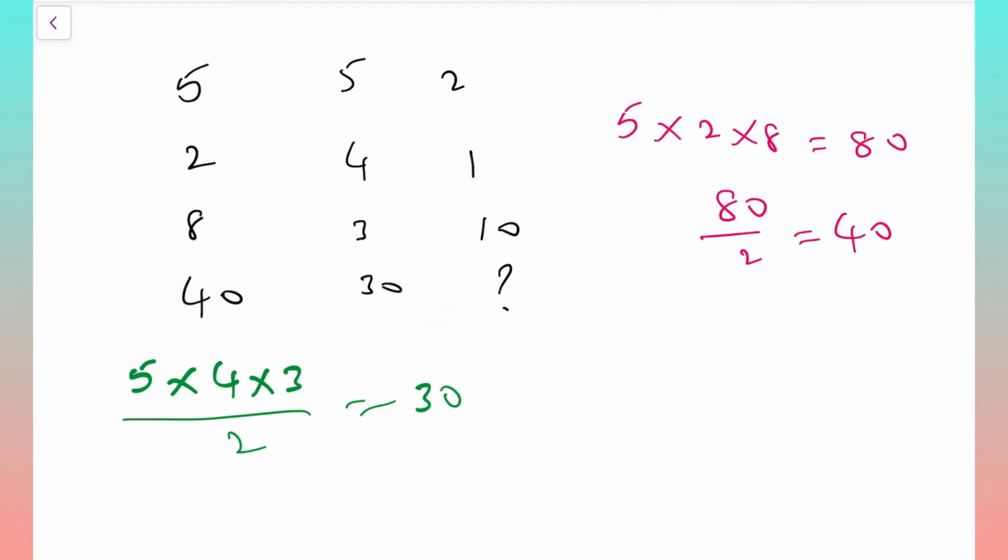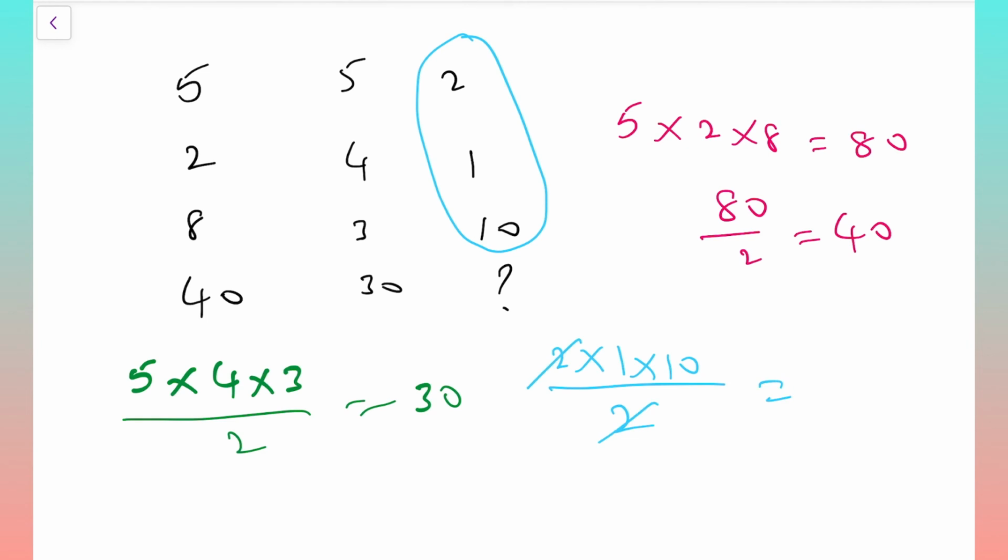Now let us apply the same logic for the third column also. These three numbers we need to multiply, that is 2 into 1 into 10, and divide it by 2. So 2 will get cancelled, then 1 into 10 is 10. Okay, let's check the next question then.